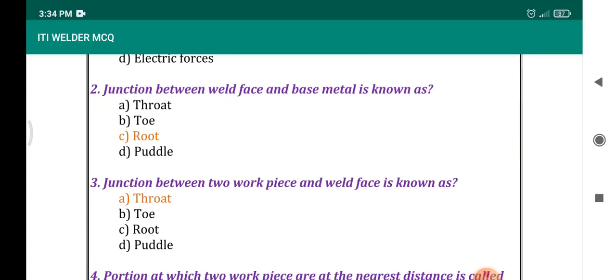The junction between the weld face and the base metal is known as. It's a very simple question. It is known as the root of the weld.